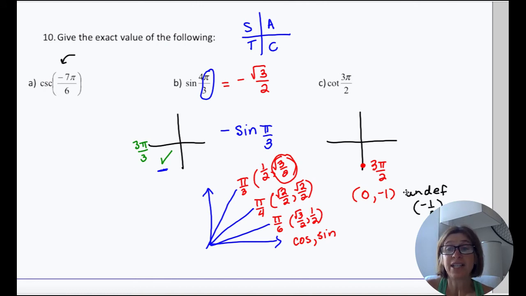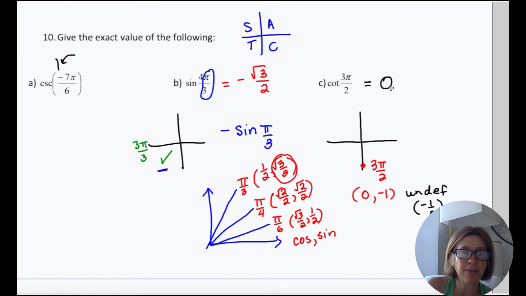Okay, cotangent is the reciprocal of that, and that's where this can be confusing. If I reciprocate undefined, you have to realize you got undefined from negative 1 over 0. So if I reciprocate that, I'm actually going to get 0 over negative 1, which is 0. Okay? All right, now let's go back to cosecant 7 pi over 6.